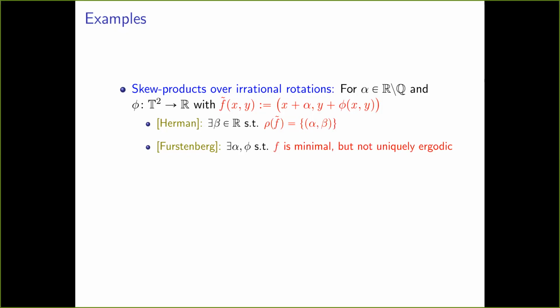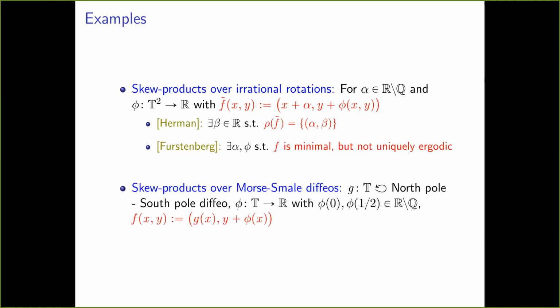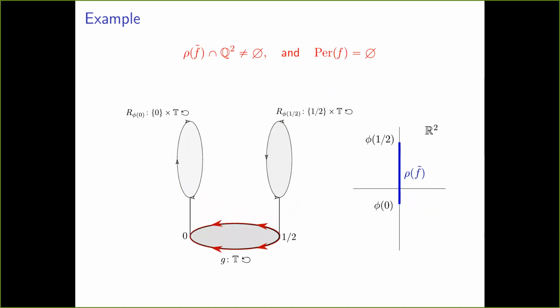The last example that I want to consider is a skew product over a Morse-Smale diffeomorphism, which is something new in the sense that you can produce an example which is periodic point free. It is not minimal, but it's periodic point free. And the rotation set can be a segment, not just a point. So let's see what happens here.